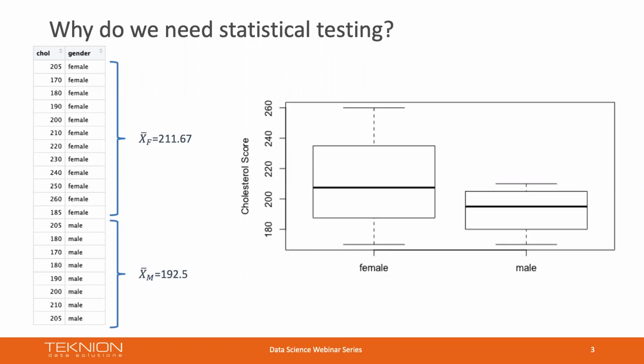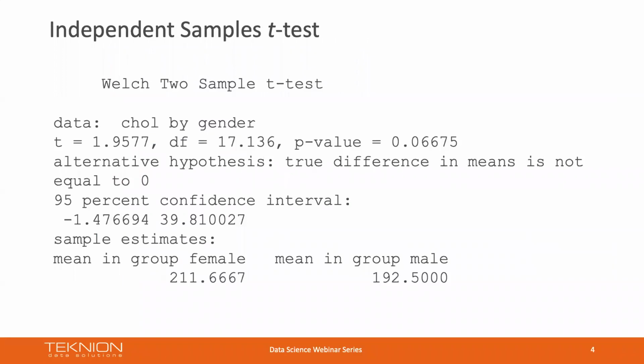And sure enough, for those of you that know something about statistical testing, when we want to test the differences between two groups, we would run what's called an independent samples t-test or a Welch two-sample t-test. If we run this analysis, we would see right here a p-value of 0.066. So this would mean we would fail to reject the null, which means that even though we observed a 20-point difference, females at 211.66 versus males at 192.5, statistically, what we're saying is that's not an actual difference.